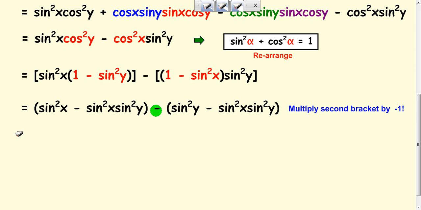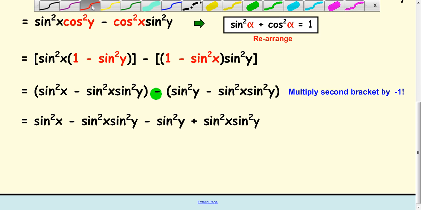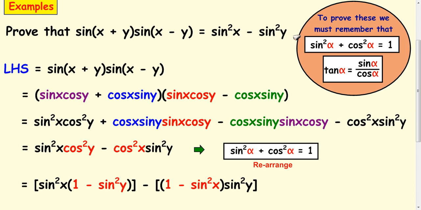So when I do that, the first is going to stay the same. There's nothing going to happen here. But that's going to be take away sine squared y. But it's going to be a plus sine squared x sine squared y. So again, what you should notice at this point is the fact you've got a takeaway here, sine squared x sine squared y, and a plus sine squared x sine squared y. So they're going to cancel each other out, and you're going to end up with this, which is equal to the right hand side.